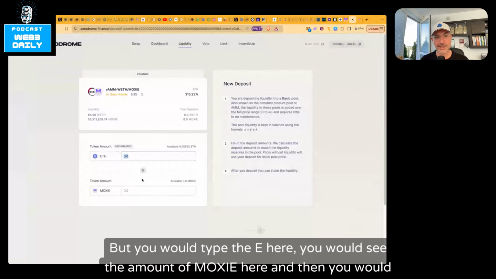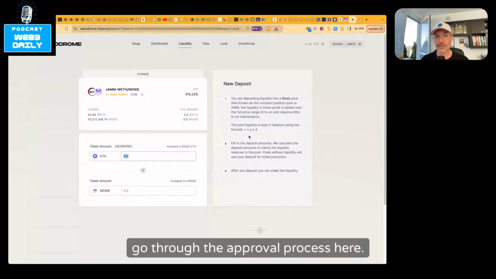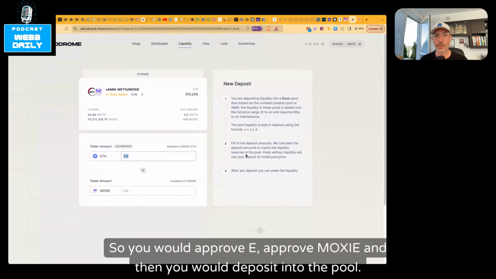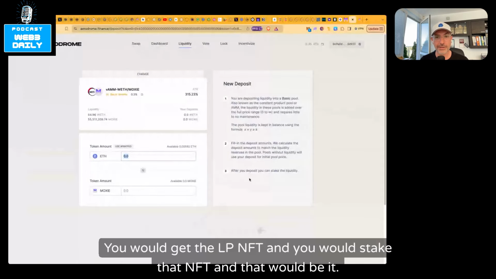You would see the amount of Moxie here. And then you would go through the approval process here. So you would approve ETH, approve Moxie, and then you would deposit into the pool. You would get the LP NFT and you would stake that NFT, and that would be it.